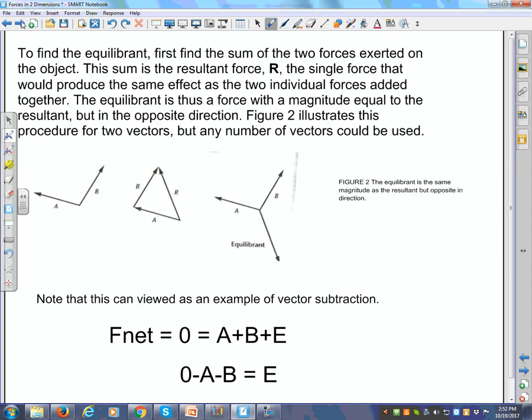How do you find the equilibrant? To find the equilibrant, find the sum of the 2 forces on the object. This, of course, is called the resultant. The single force that will produce the same effect as 2 individual forces added together. The equilibrant is thus a force with a magnitude equal to the resultant, but in the opposite direction. So all you're doing is adding vectors, getting the resultant, and then flipping it.